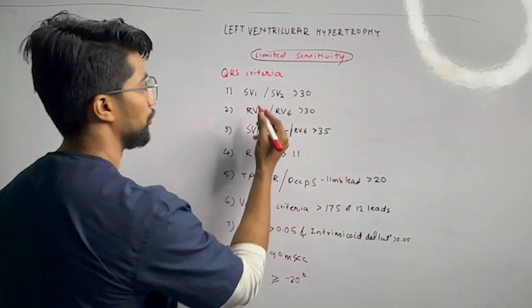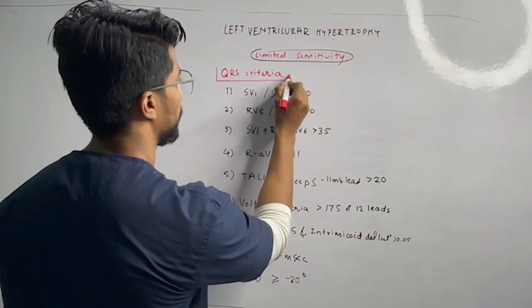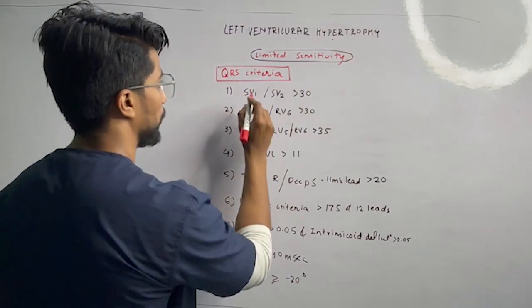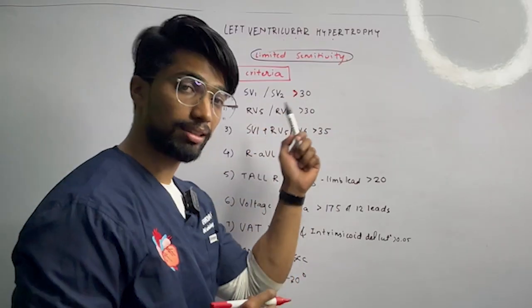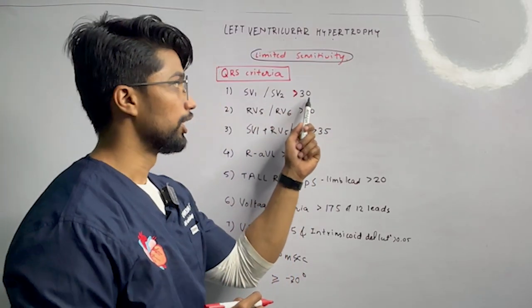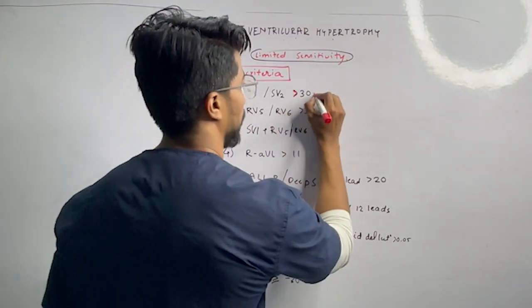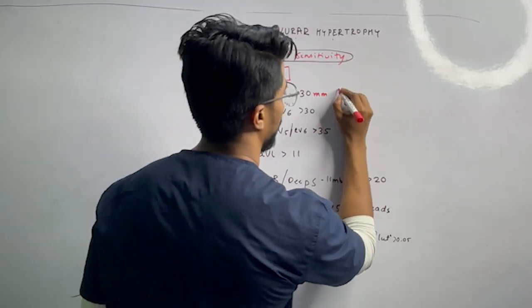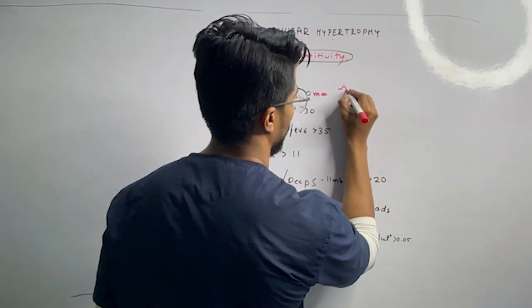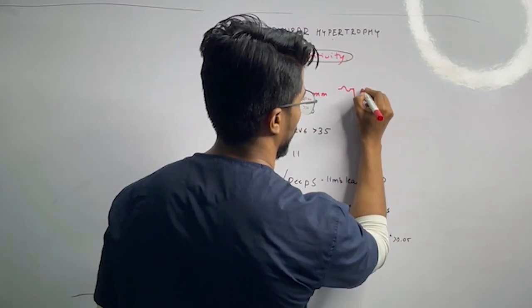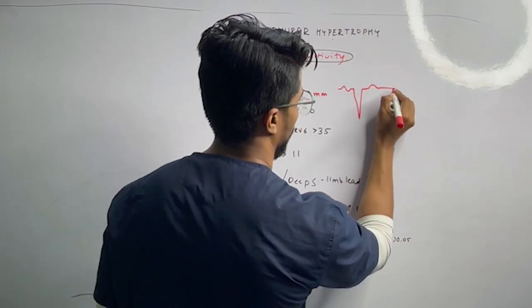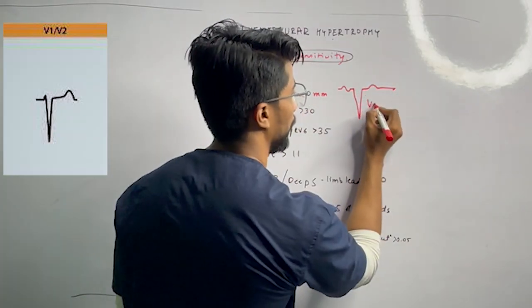So let's understand the first criteria, which is based on the QRS. In the QRS, the first criteria is that the S in V1 or S in V2 is going to be more than 30 mm. Let me quickly draw how the ECG in V1 is going to look. So this is how V1 will look.